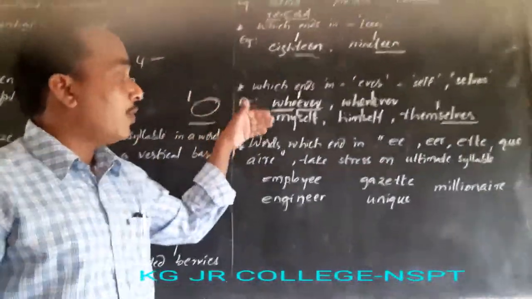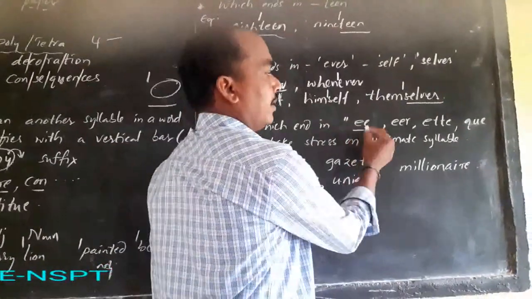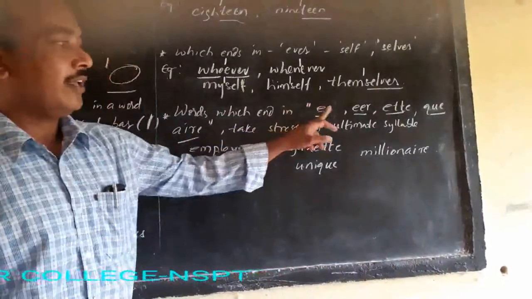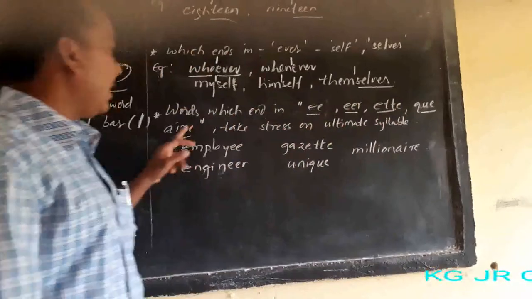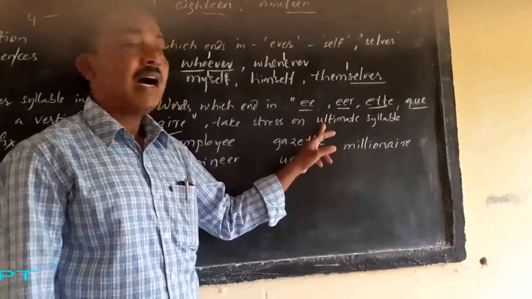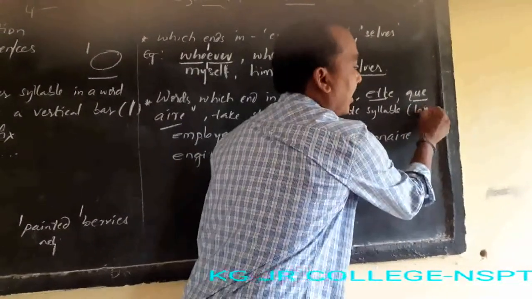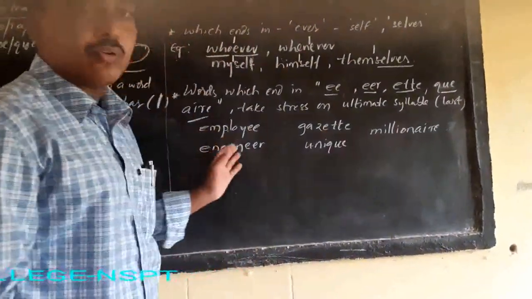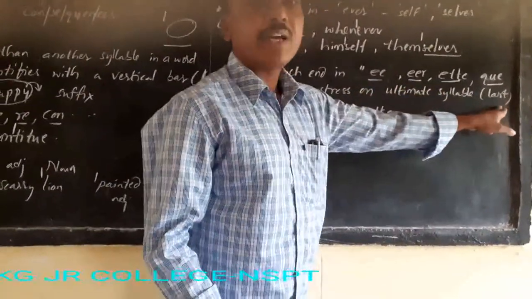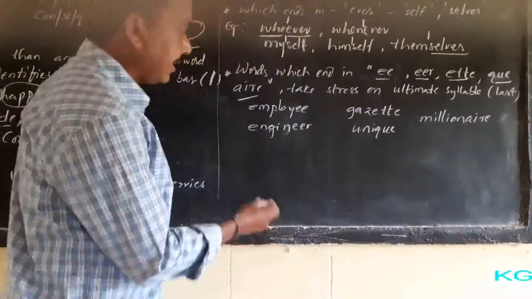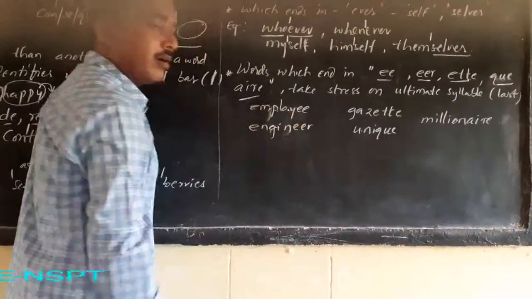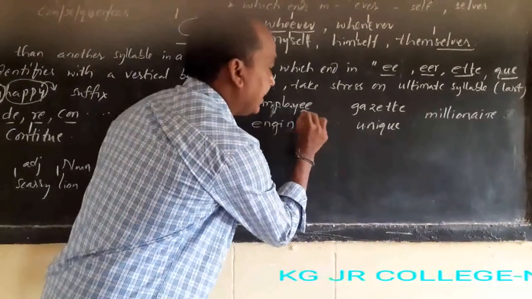One more word type. Words which end in E, ear, T, K, A take the stress on the ultimate syllable. What is the ultimate syllable? The last syllable is called the ultimate syllable. First, you have to follow the syllabic division. If you divide the syllables, it is very easy to find the last syllable. See here, first one, employee. It ends in E.